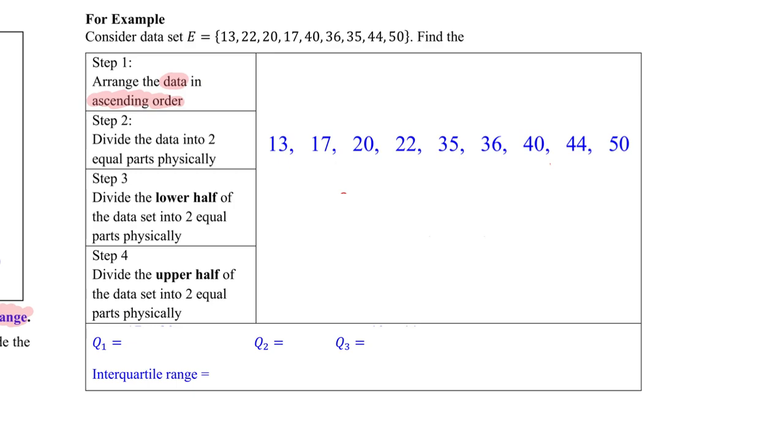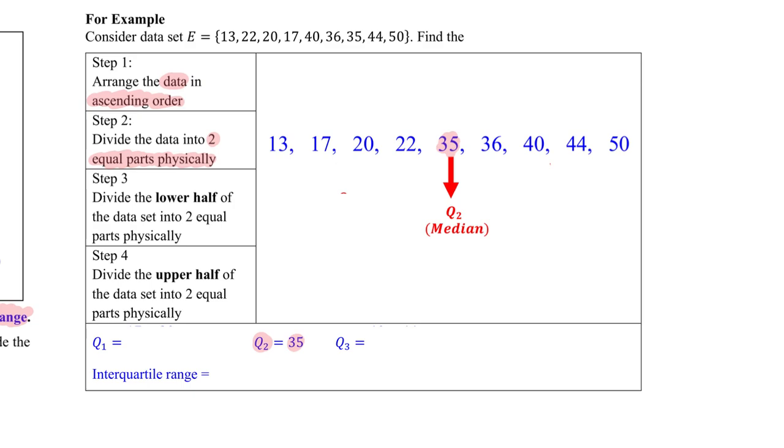Now we find the Q2 first, which is the median. So we are going to divide into 2 equal parts physically. So this will be at the middle point. This is actually our Q2. So our Q2 is 35. That's our Q2, 35. Now there are 4 data on the left side of this 35, and there are 4 on the right side.